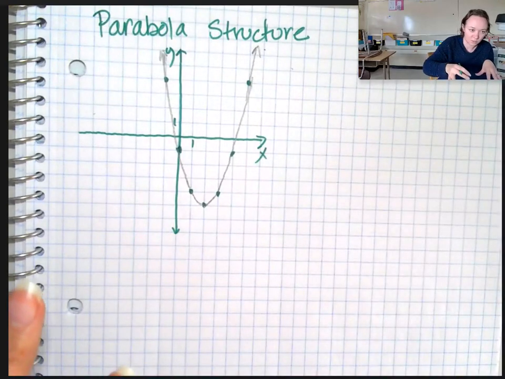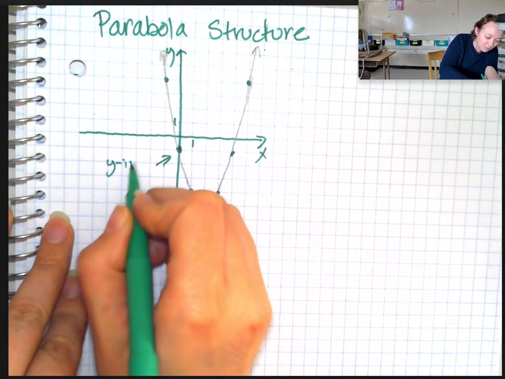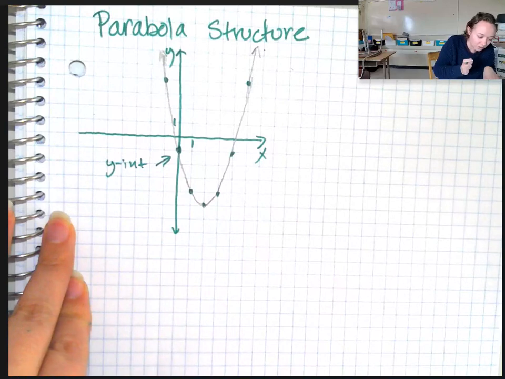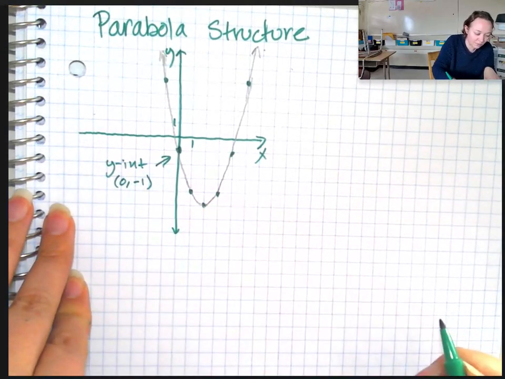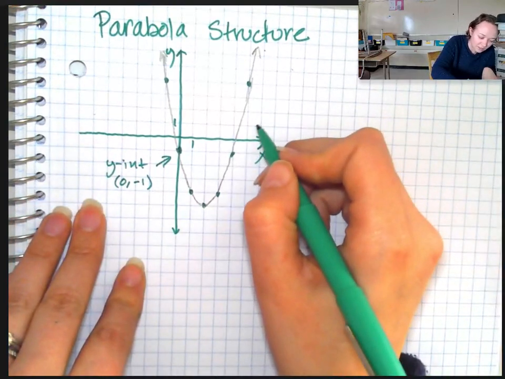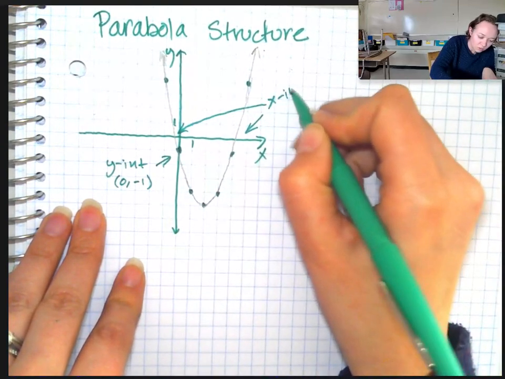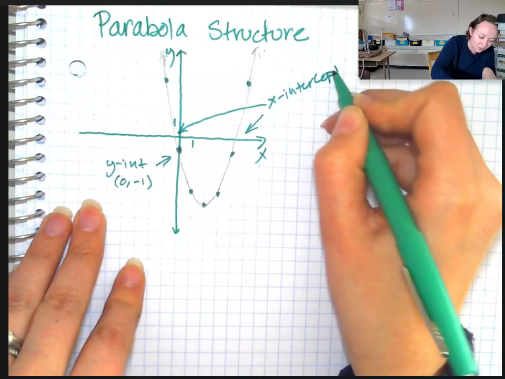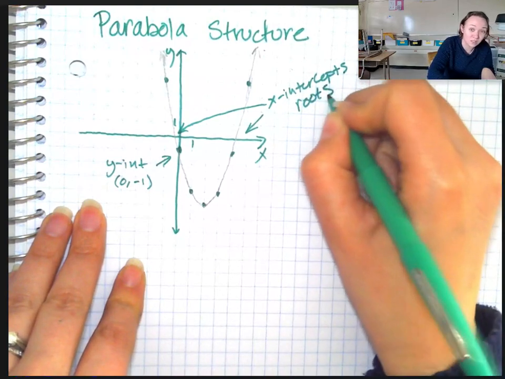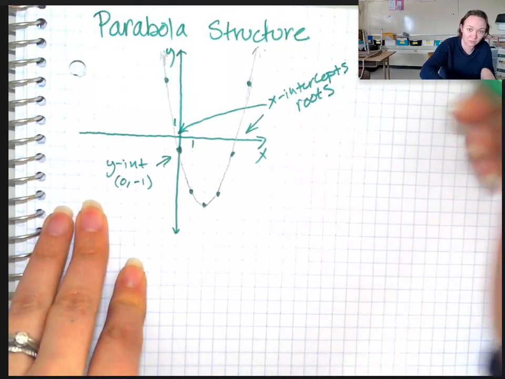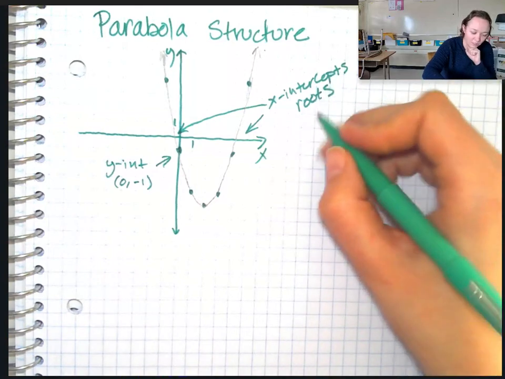Let's review some of the things we know. So we know what the y-intercept is, sometimes called the vertical intercept. In this case, it is at (0, -1). We have also learned about the x-intercepts, sometimes called the horizontal intercepts, or I often call them roots, and you will for sure run across that term in other classes as well, even though I don't think our book really uses that.